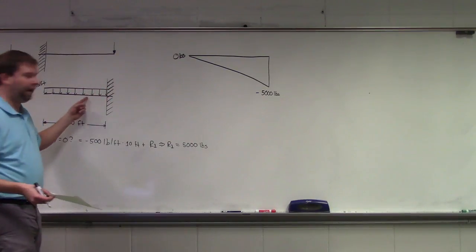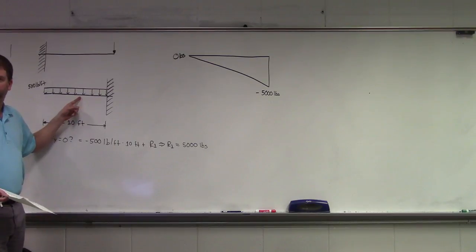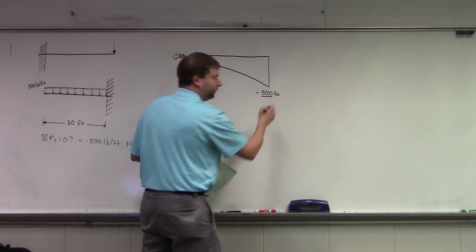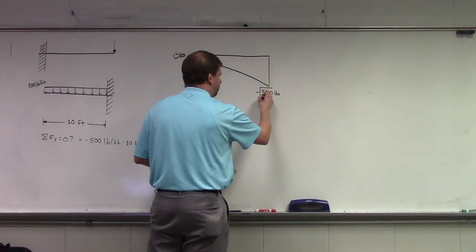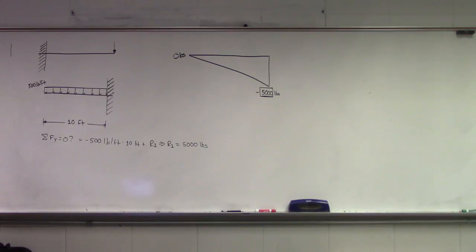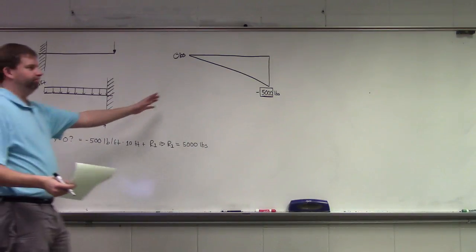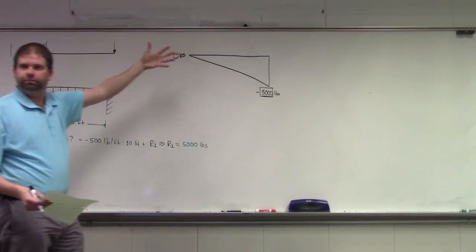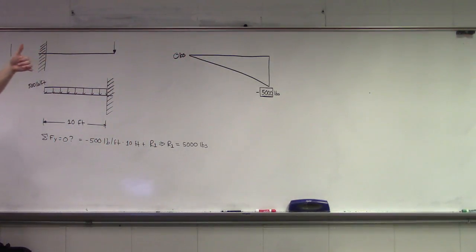Does the beam care that it's negative 5,000? No. All the beam cares about is that it's 5,000, right? As long as our capacity can support 5,000 pounds, the beam doesn't care which side we're analyzing from. Okay? Does that make sense to everyone? Yeah. All right.